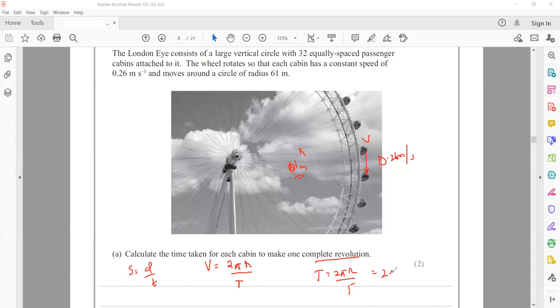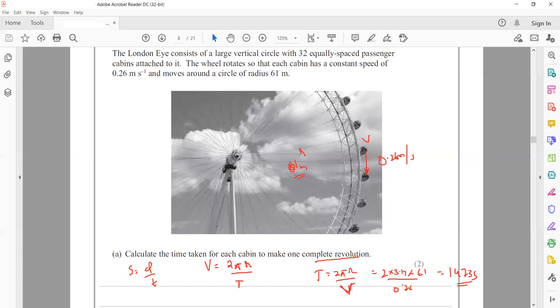So it will be 2 into 3.14 into 61, divided by v, not t, and the v, that is 0.26. So we'll get the time period, which is 1473 seconds it will take to complete one revolution. Is it clear, this part? Yes, sir.